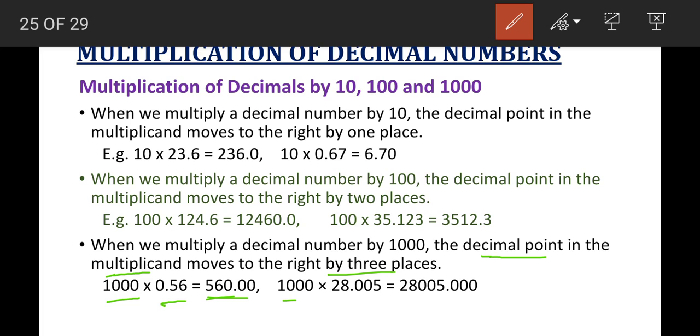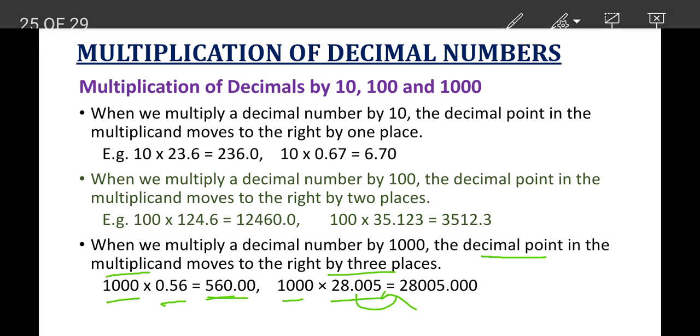Next example, 1000 multiplied by 28.005. Again we have to take this decimal point towards the right side by 3 places. That is, if we take this 3 places towards the right side, it becomes 28,005. Clear?